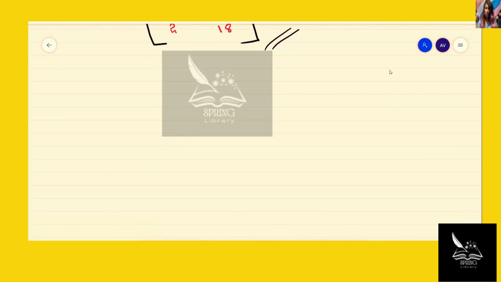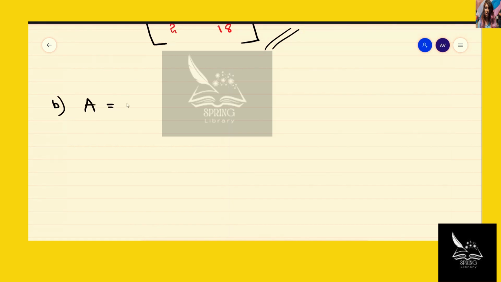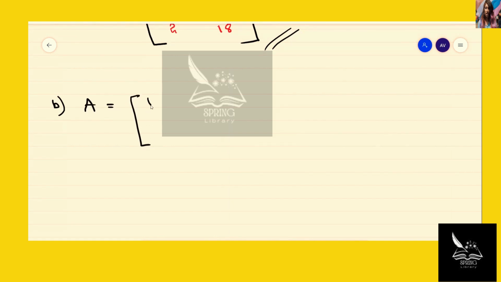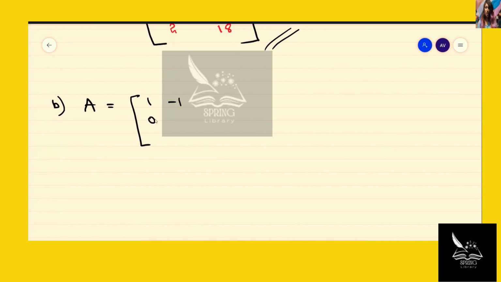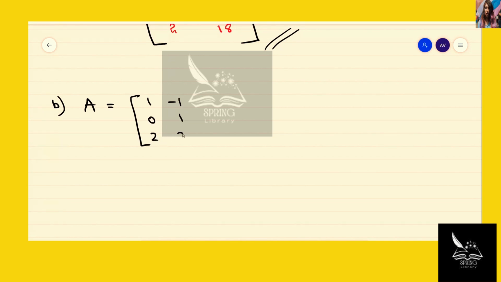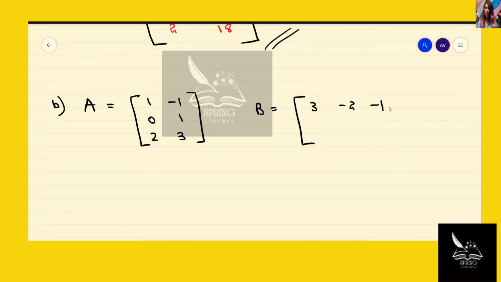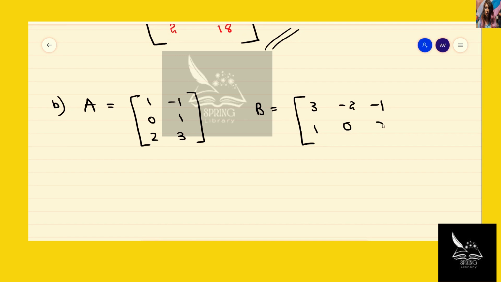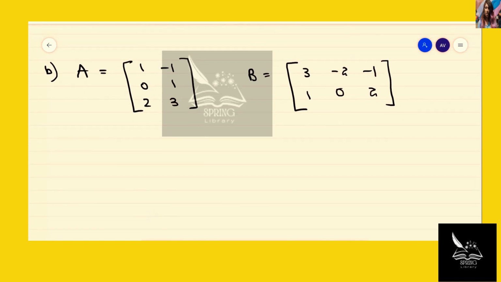Now let's move on to the second part, right? We have been given the matrix A to be equal to 1, minus 1, 0, 1, 2, 3. Then we have the matrix B, which is having the elements 3, minus 2, minus 1, 1, 0, 2. So we follow the same steps again. We first start with the first row of A. The product we are going to find is AB.